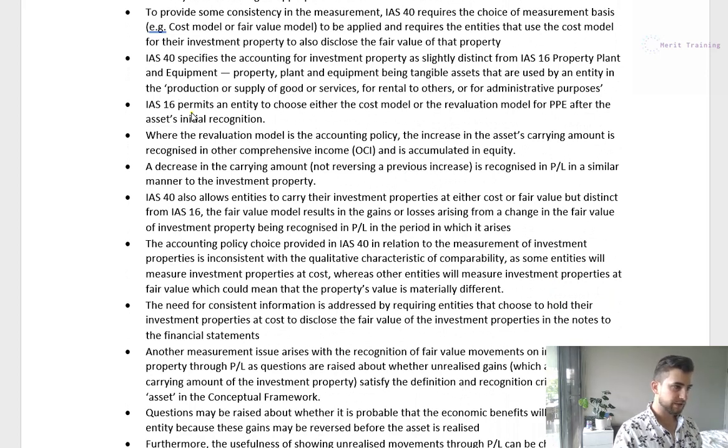So IAS 16 permits an entity to choose either the cost model or the revaluation model for PP&E after the asset's initial recognition. So where the revaluation model is the accounting policy, the increase in the asset's carrying amount is recognized in the OCI and is accumulated in equity.